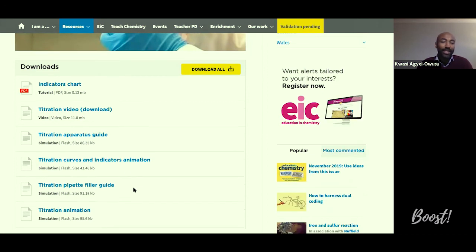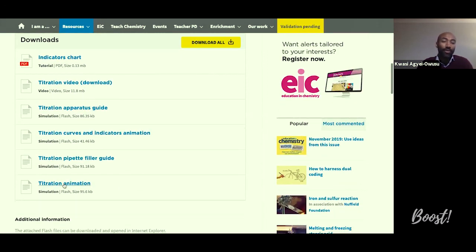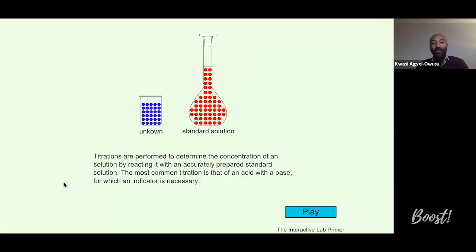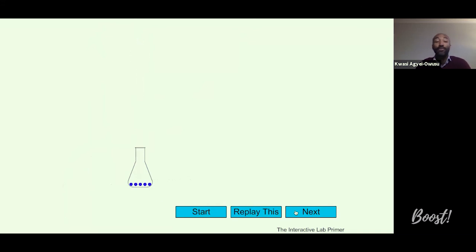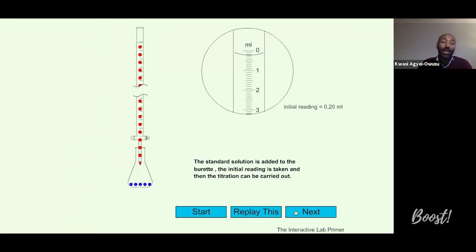We can then look at a simulation of a titration. So here is a titration animation for you to have a look at. And so you've got the unknown shown in blue, and you've got the standard solution which you've prepared in your volumetric flask. And if we press play on the simulation, you should find that the unknown is pipetted and transferred into your conical flask. And typically you would be pipetting a fixed volume of 25 centimeters cubed, sometimes smaller volumes using a 10 centimeter cube pipette. And then you can see that your standard solution in red is found in the burette.